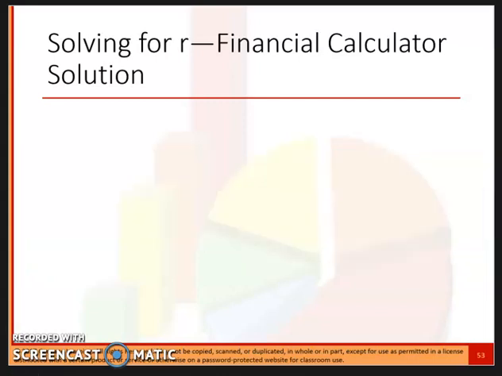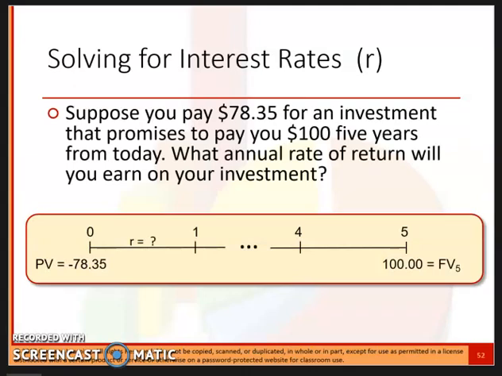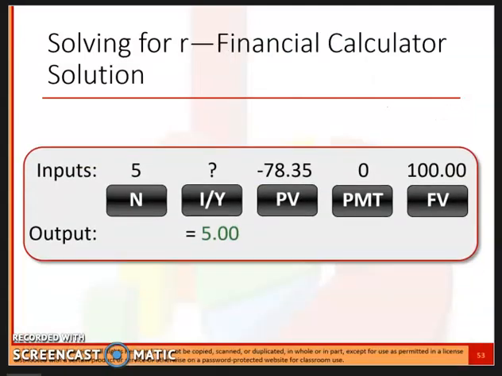So if we go back to our $78.35 investment, we pay $78.35 and we receive $100 in 5 years. This tells us that we're paying out a lump sum, and we're going to receive a lump sum. There are no payments in the interim. So on our calculator, it's 5 N. We're going to calculate I/Y. The negative 78.35 is because we're making an investment that's coming out of our pocket. Zero payment, $100 future value. Then we hit compute and I/Y, and we should get 5%.